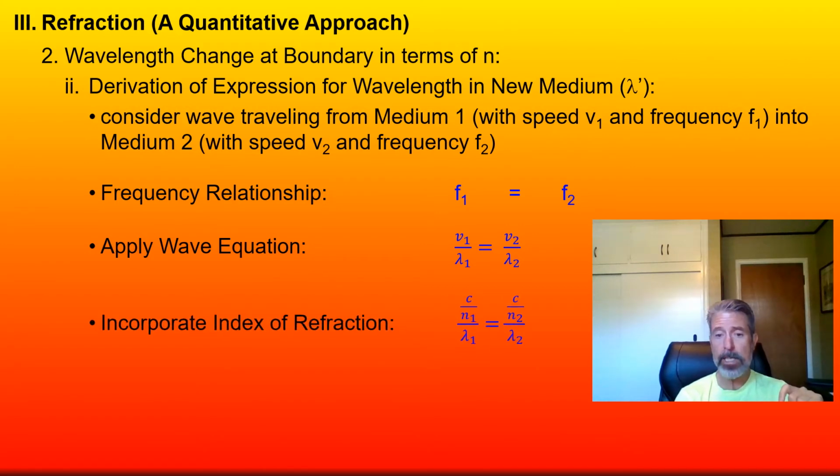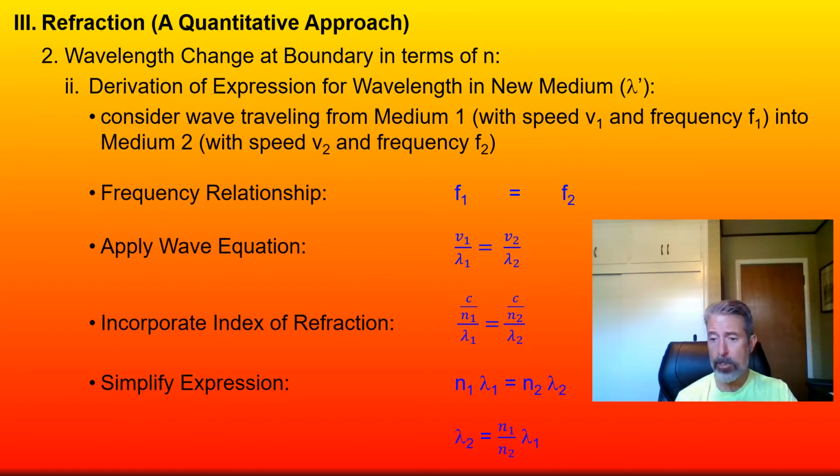And using our definition of the index of refraction, remember that the index of refraction is the speed of light in a vacuum divided by the speed of light in the medium. So v, the speed of light in a medium, is given by the speed of light in a vacuum divided by the index of refraction for the medium. We'll make that substitution for our incident and refracted media. When we do that and simplify, we come up with the expression n1 lambda 1 equals n2 lambda 2, or written a little differently, lambda 2, the wavelength of the wave in the new medium, the transmitted medium, is equal to the ratio n1 over n2 times lambda 1.